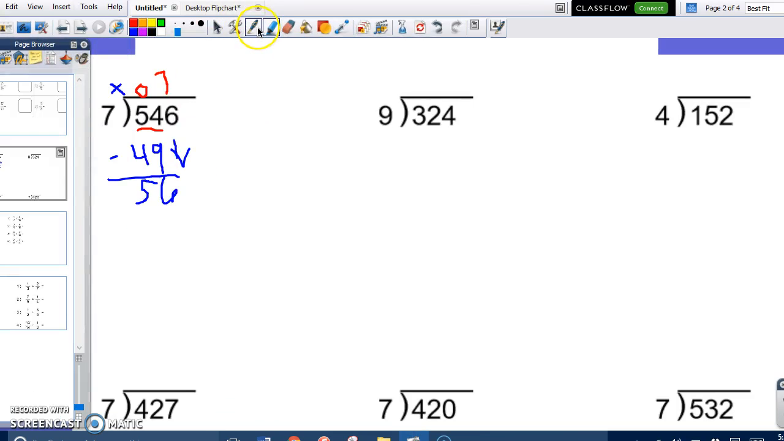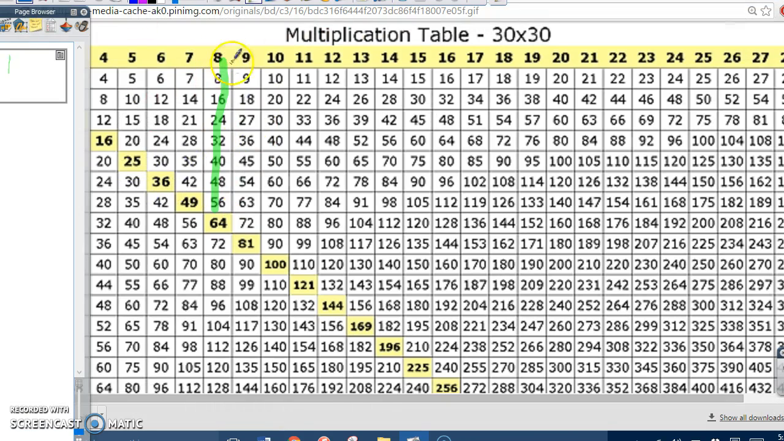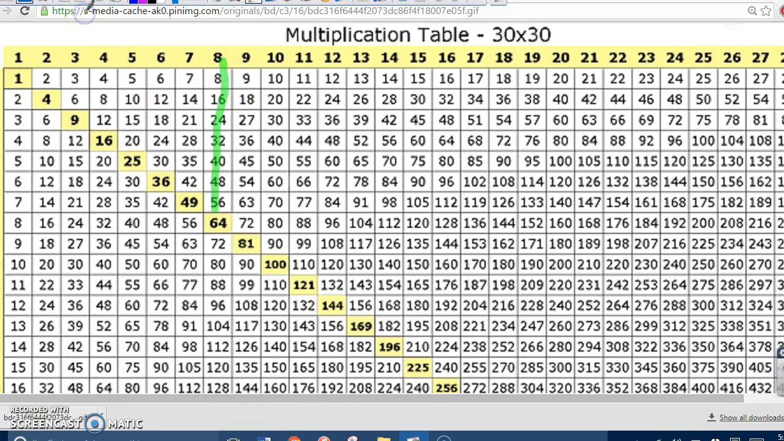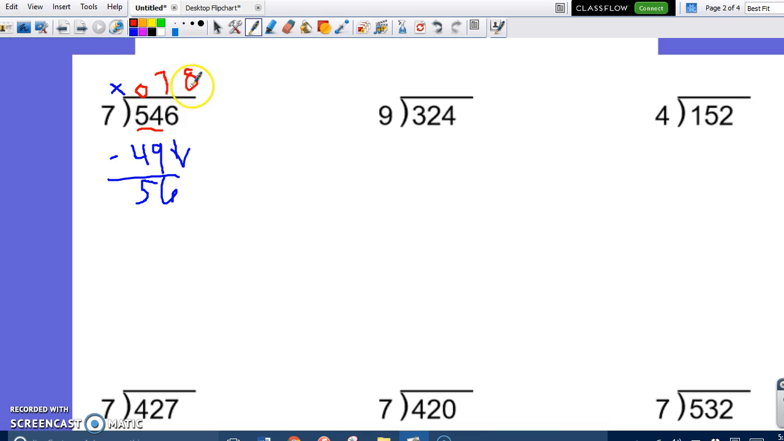All right, so I'm going to go ahead and bring my 8 up here again because 7 times 8 is 56. Then that gets away. 7 times 8, 56. So remember that part of the steps. Multiply. 7 times 8, 8 times 7, 56.